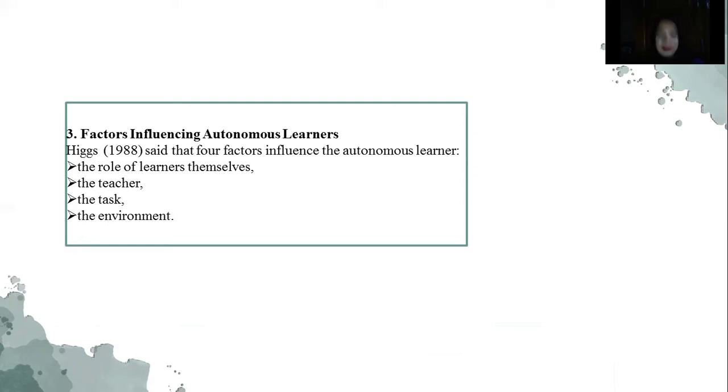And then the environment can also influence autonomous learners. Based on Pi 1997, a conducive learning environment is needed to facilitate learning. It means that if the situation is conducive, it can influence students to be autonomous learners.